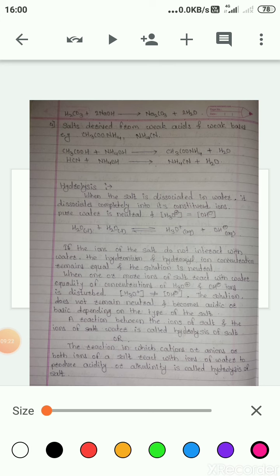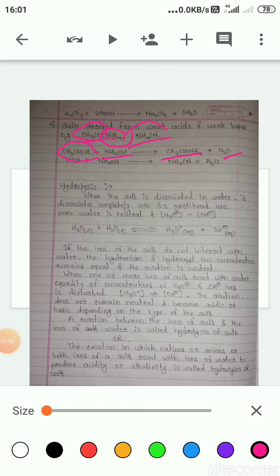Okay, and the examples are ammonium acetate and ammonium cyanide. Both are from weak acids. Now see, ammonium acetate: CH3COO minus, that means the acetate ion, which came from the acetic acid, and NH4 plus, the ammonium ion, came from the weak base ammonium hydroxide, and it forms ammonium acetate, CH3COONH4, plus water molecule.